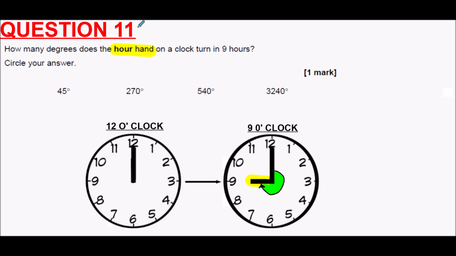And so it will have turned through 3/4 of a full 360. So half a circle, half a turn would be 180. A quarter would be half of 180, which would be 90. So if 1/4 is 90, then 3/4 would be 90 times 3, which should be 270 degrees. And so the option we need to circle for question 11 is 270 degrees.